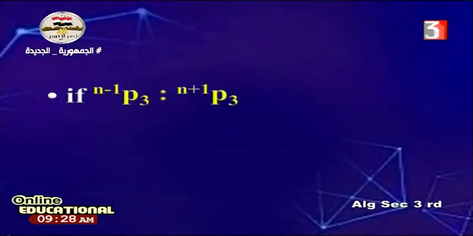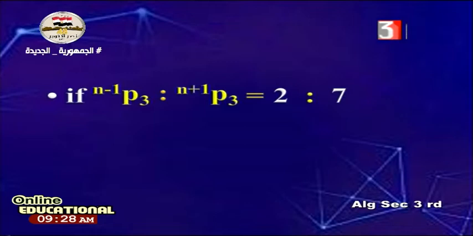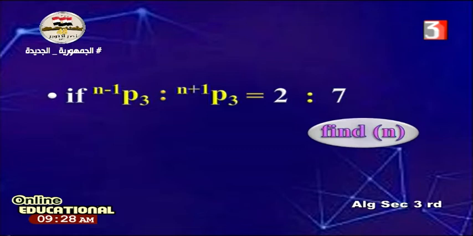If the ratio of (n minus 1)P3 over (n plus 1)P3 equals the ratio 2 over 7, what is the value of n? In this example, the ratio between two terms, (n minus 1)P3 over (n plus 1)P3, equals 2 over 7. What is the value of n?